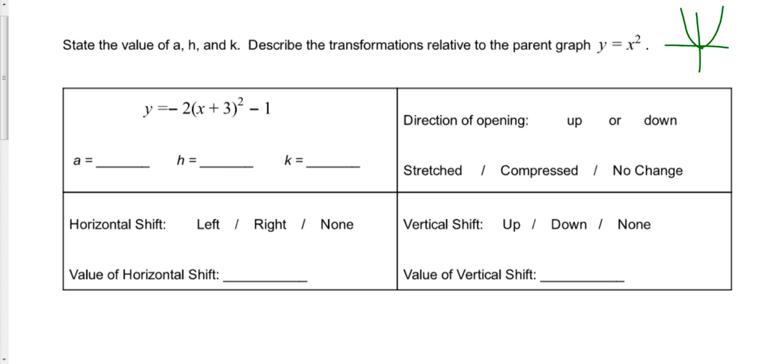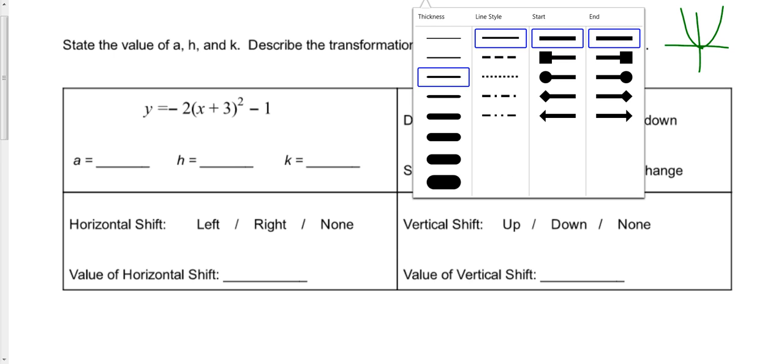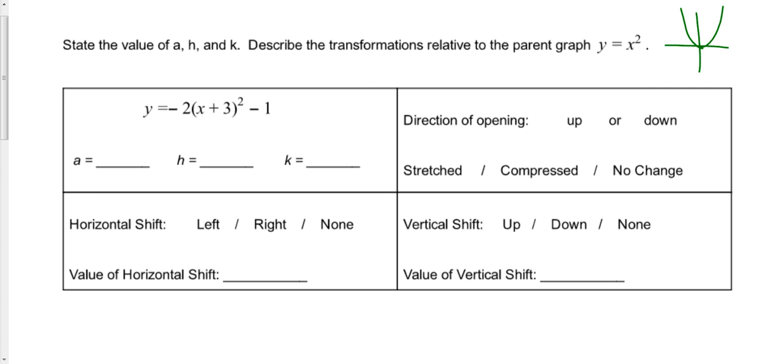Okay? So first off, we have to identify what our A, H, K values are. In this case, given this parabola here, our A value is going to be -2. Our H value is actually going to be -3, okay, because it's always the opposite of what shows up in the equation. And our K value is going to be -1.